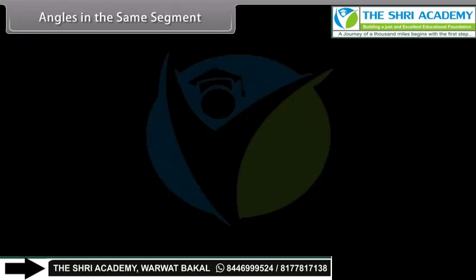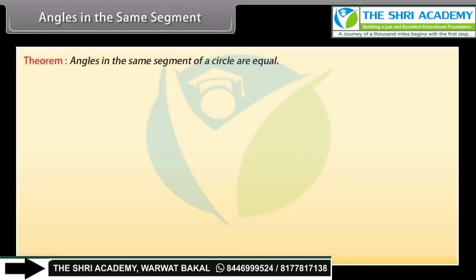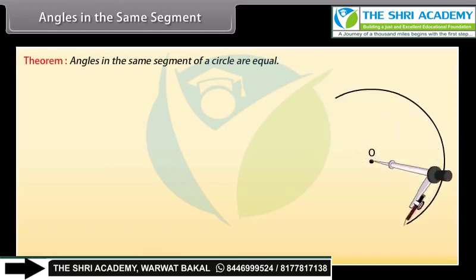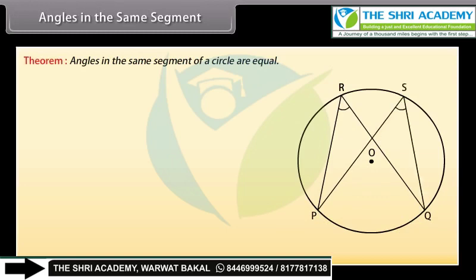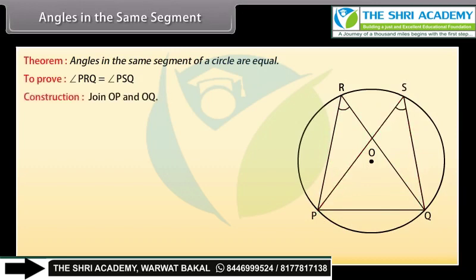Angles in the same segment. Theorem: angles in the same segment of a circle are equal. Given: a circle with center O and the angles angle PRQ and angle PSQ in the same segment formed by the chord PQ or arc POQ. To prove: angle PRQ is equal to angle PSQ. Construction: join OP and OQ.